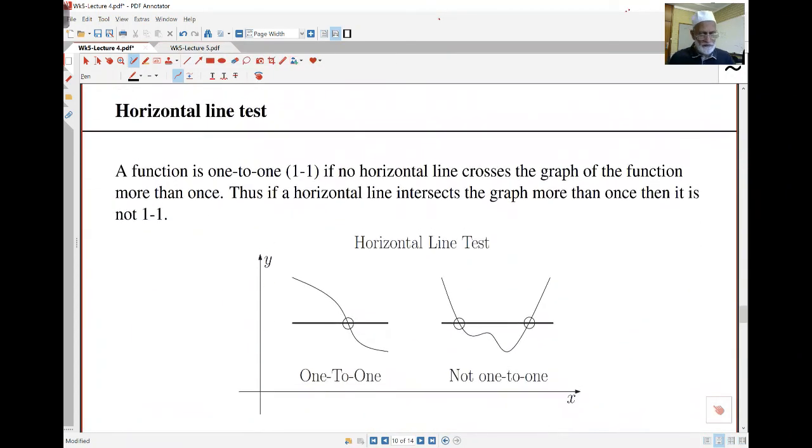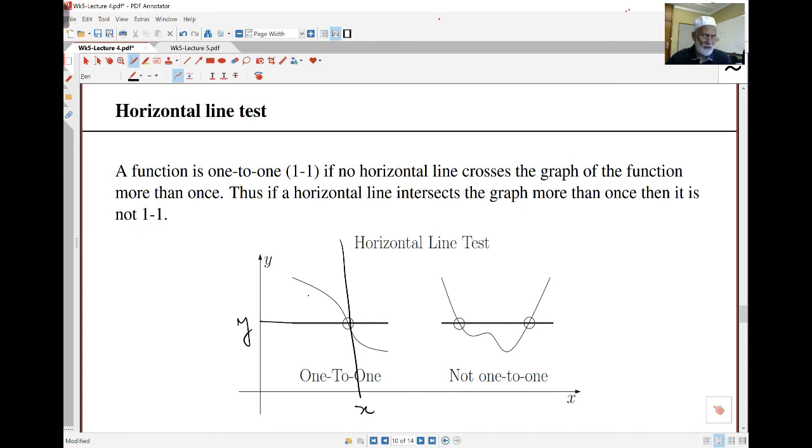Horizontal line test, similar to the vertical line test. If I only have one value of y for each value of x, remember the idea was for each value of x I get one value of y, that is the vertical line test. Fix the value of x, I get only one value of y. To reverse it, for every value of y, I want only one value of x, then the horizontal line test gives me that.